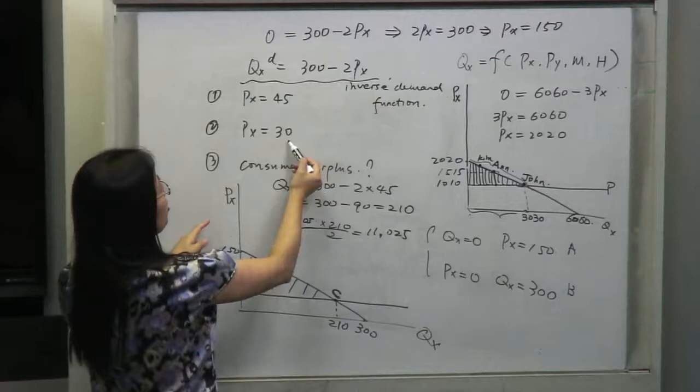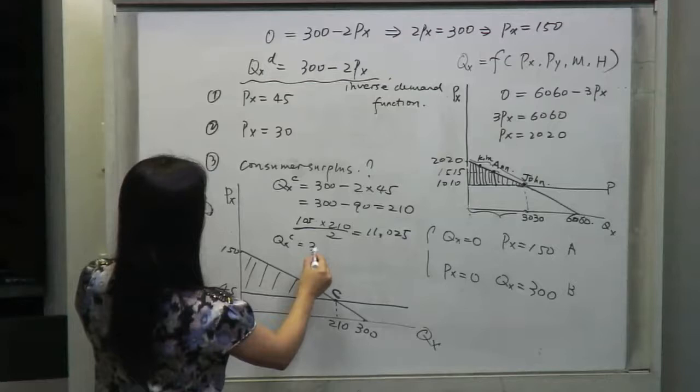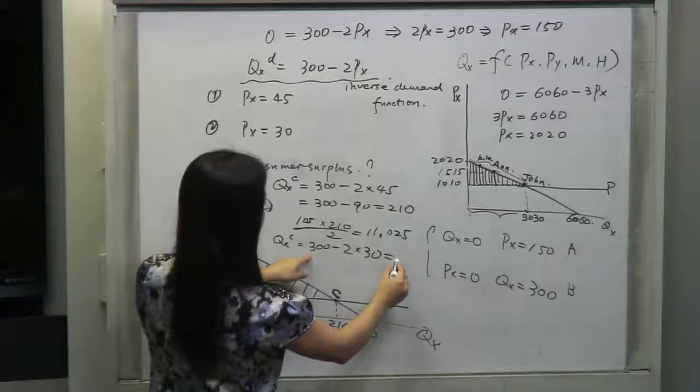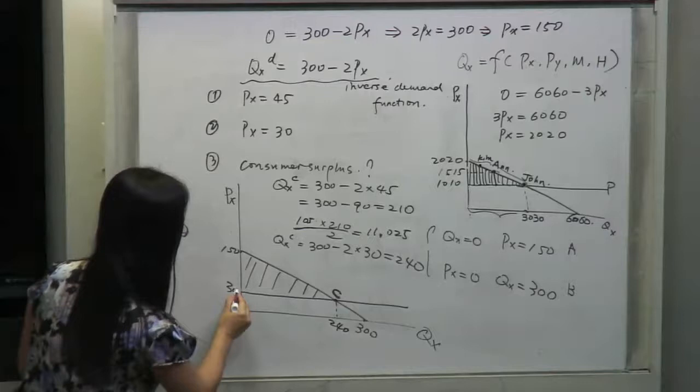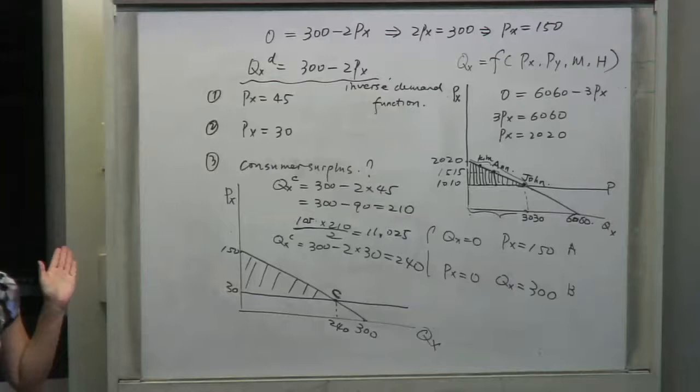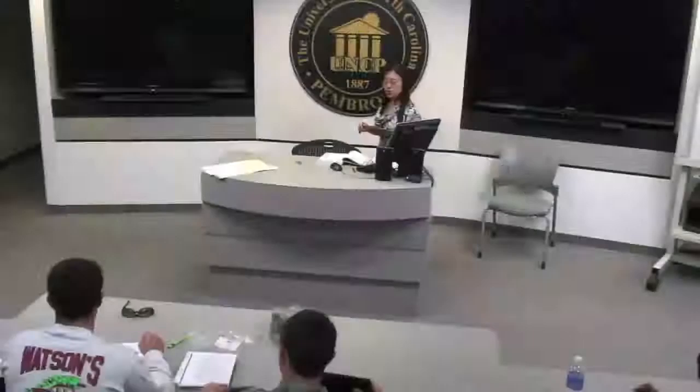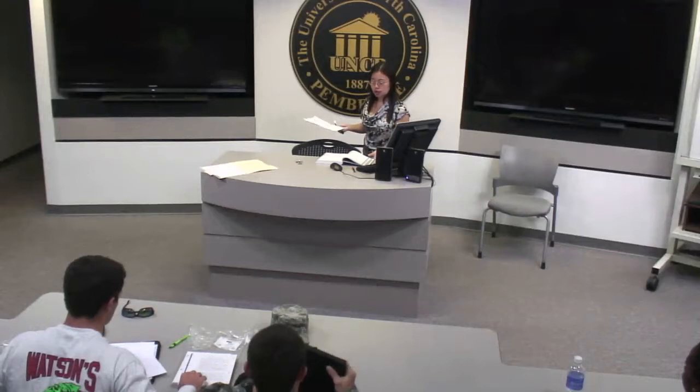It will be 300 minus 2 multiplied by 30. This is 60, so 240. So here the value you're going to change into 240, and this is 30. Okay, practice. And if you have any questions, next class, we're going to continue this chapter and finish the application.